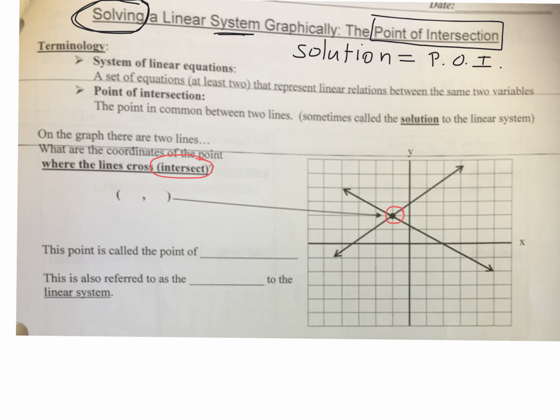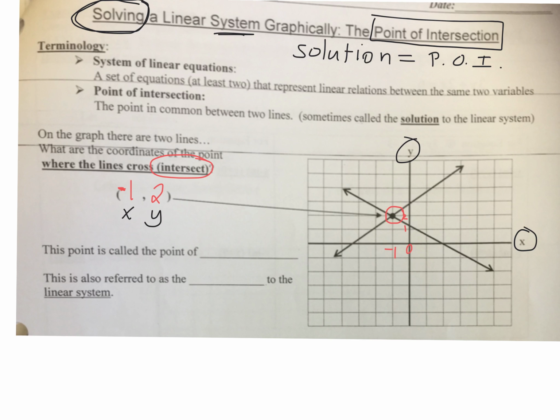That point is located at, if this is 0, 0, then -1, 2. Okay, does everyone see that? That's the answer. That's it. The point of intersection is -1, 2. Okay, so what that means, we read a coordinate x, y.